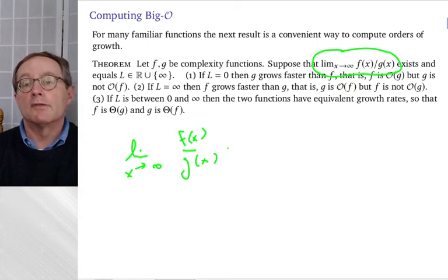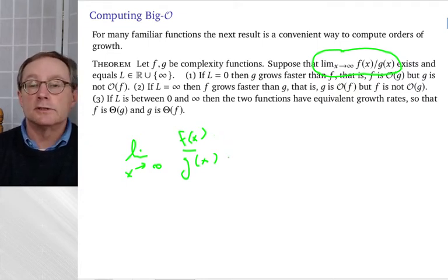Okay, what about if they're tied? What if, like, the top is 2x squared and the bottom is 3x squared? If they're tied and you come out to 2 over 3, so neither the numerator nor the denominator dominates, why then what happens is the two functions are somehow the same-ish. They are big theta. Okay, so the theorem makes sense.